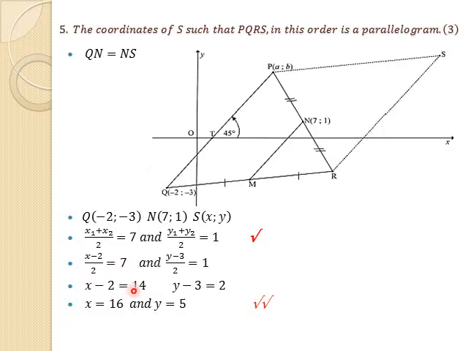2 times 7 gives me 14, leaving behind x minus 2. Take negative 2 over, 14 plus 2 gives me 16. Then y minus 3, 2 times 1 equals 2. Take negative 3 over, 2 plus 3 gives me 5. So the coordinates of S are (16, 5). So 1 mark for substituting into the midpoint formula, 2 marks for my answer.